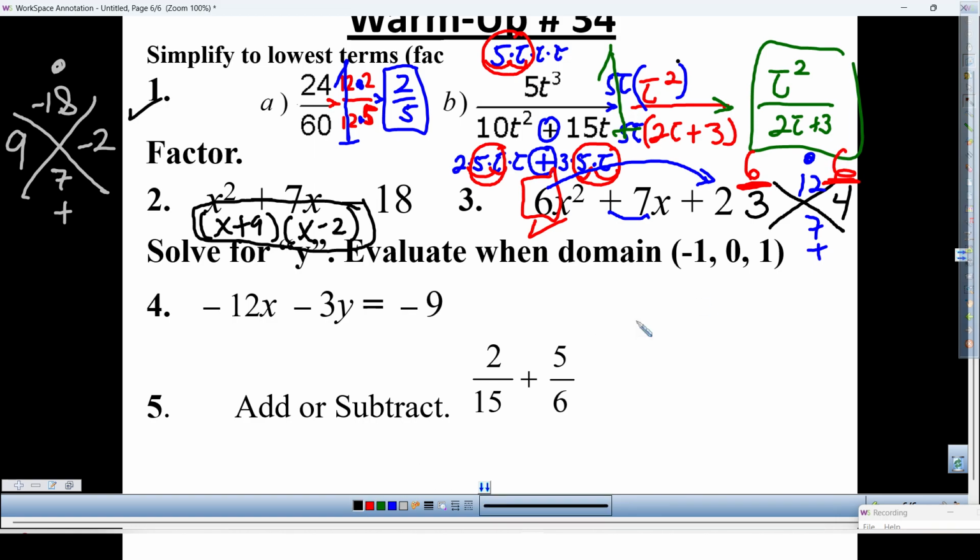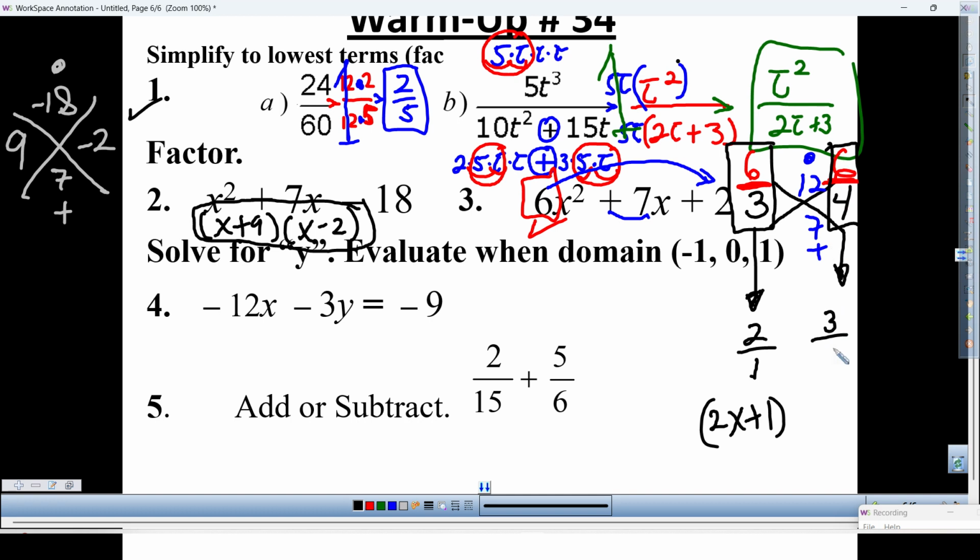So, question. Leslie, how can we write this fraction in lowest terms? Can we divide by 3 top and bottom? Yeah, so it would be what? 2 over 1. So my factor is 2x plus 1. Next, how do we write this fraction in lowest terms? Can we divide by 2, top and bottom? So that would leave us with what? 3 over 2. So my factor is 3x plus 2.